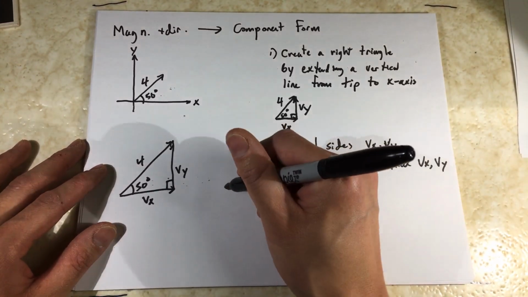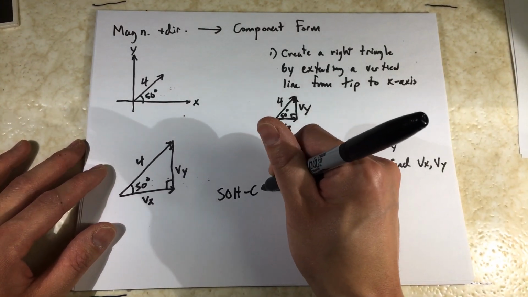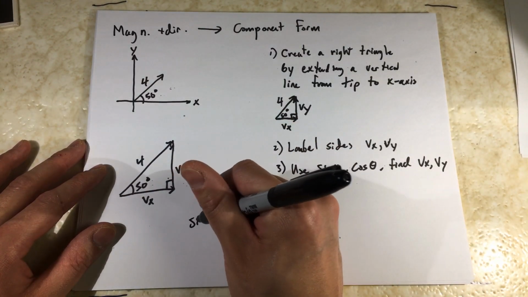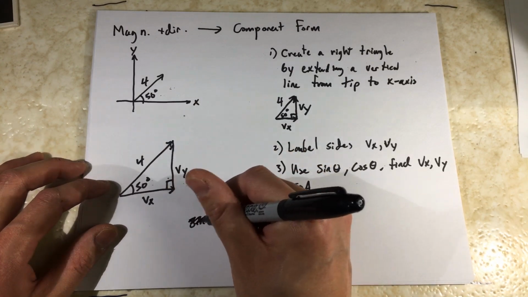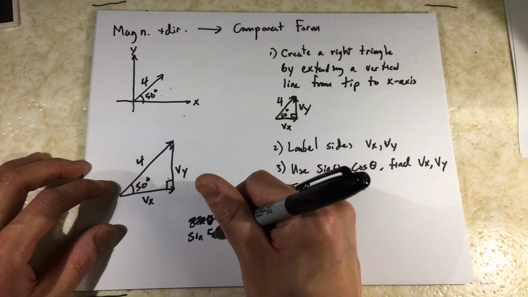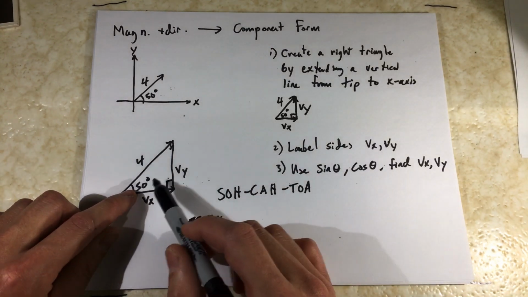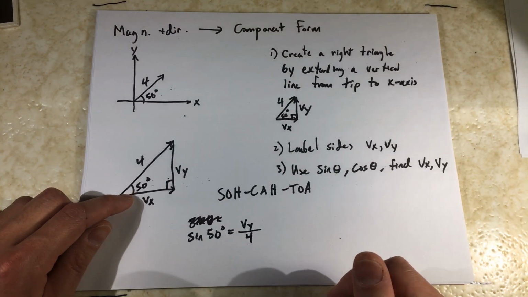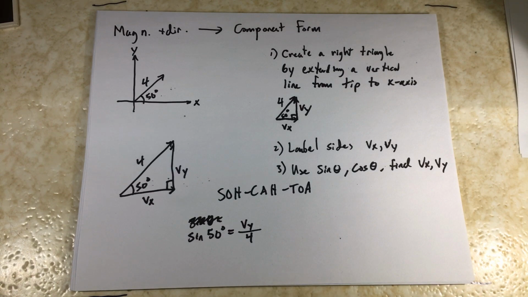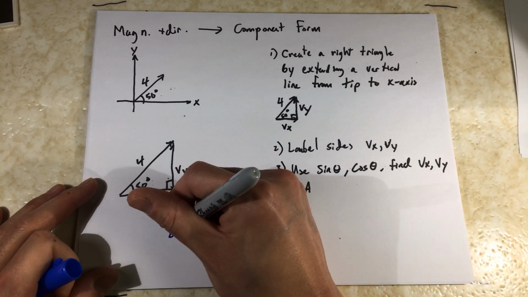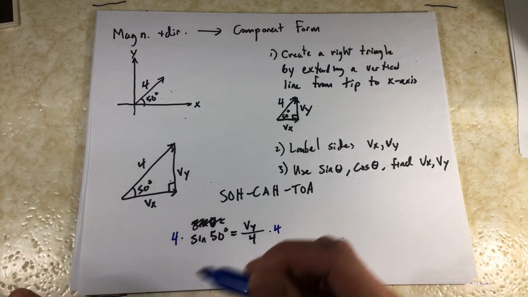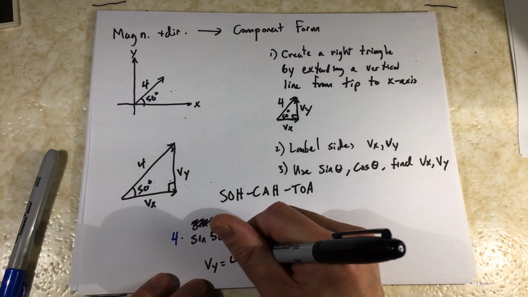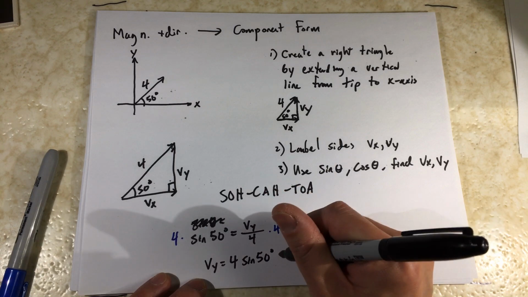So if we use SOHCAHTOA, we get sine theta. Actually, let me write this as sine 50 is equal to opposite over hypotenuse. So this would be Vy over 4. We take both sides and multiply by 4, and the 4 cancels out here, and you can solve for Vy. So I'm going to move the Vy over here. So Vy equals 4 sine 50 degrees.